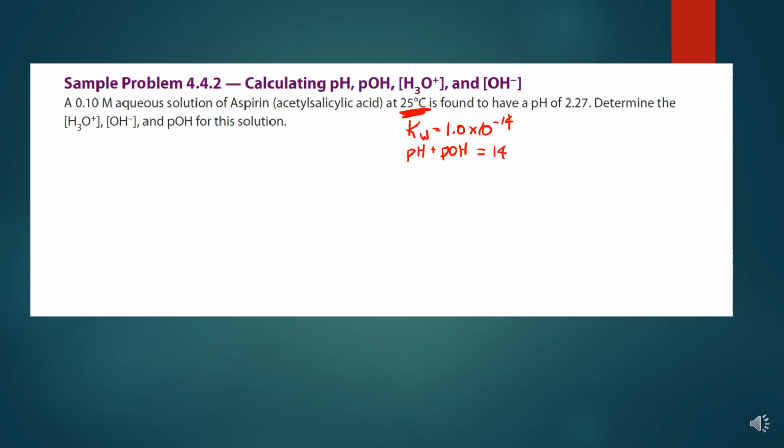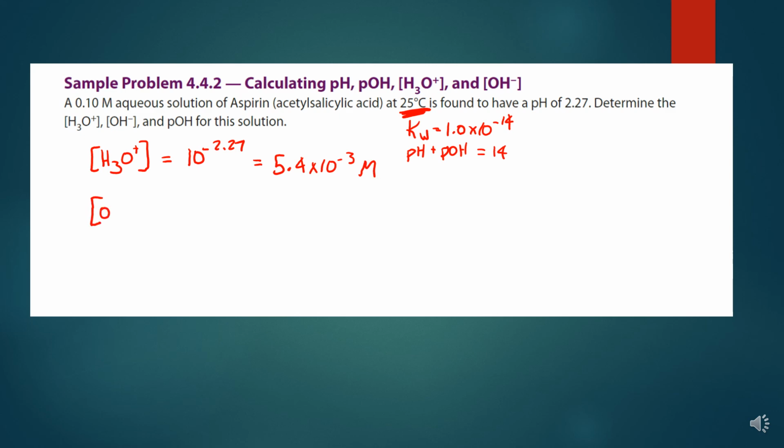So it says calculate the concentration of hydronium, concentration of hydroxide, and the pOH for this solution. And there's a number of different ways of solving for this. First one that I'm going to go for is the concentration of hydronium. So I know that the concentration of hydronium is equal to 10 raised to the negative pH. So there's the first one, and I get 5.4 times 10 to the negative 3 moles per liter.